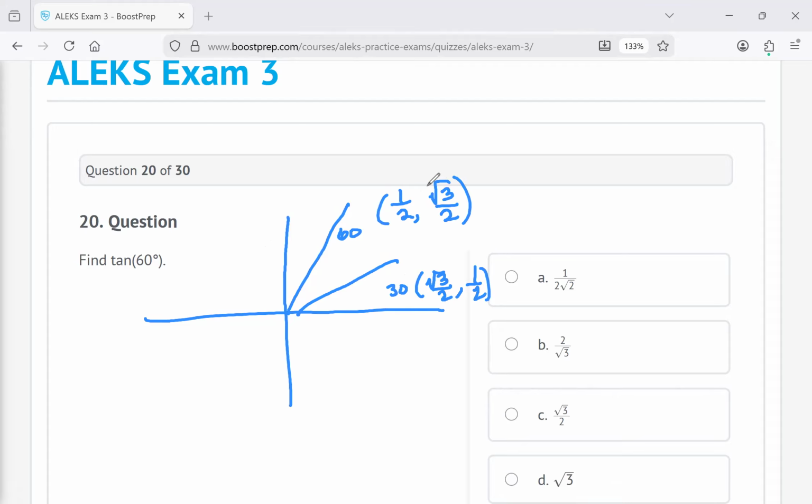Okay. So once you know the coordinates, this is your x, this is your y coordinate, figure out what tan is. So if it's a degree within the unit circle, to find the tangent, it's just y over x. So my y is radical 3 over 2, my x is 1 half. And then as you can see, the 2's cancel. We're left with radical 3.